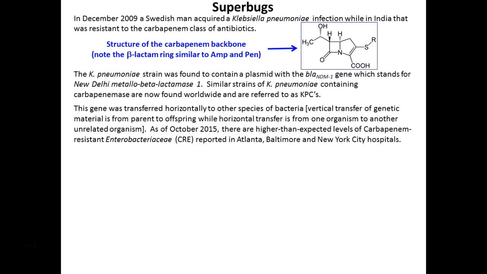As of October 2015, there was a higher than expected level of resistance in Enterobacteriaceae to this antibiotic, in a report put out by Atlanta, Baltimore, and New York hospitals. And this is where we use most of our antibiotics, in hospitals. And now we're finding more and more bacteria that are resistant to the antibiotics we're using to treat our patients.